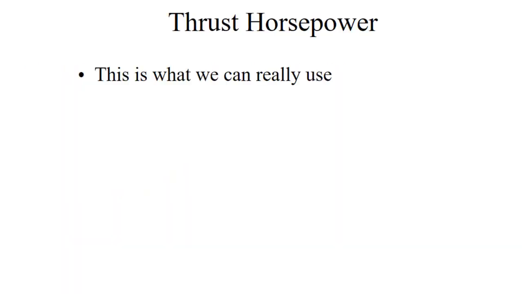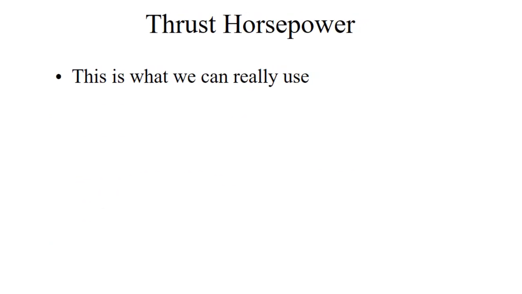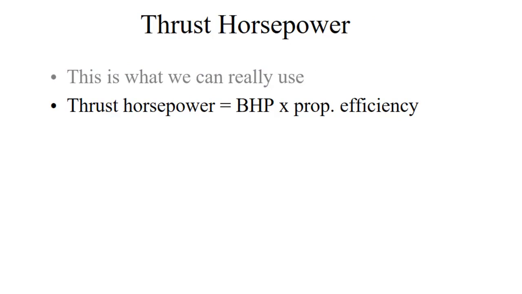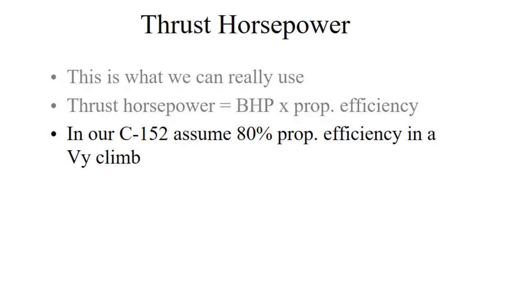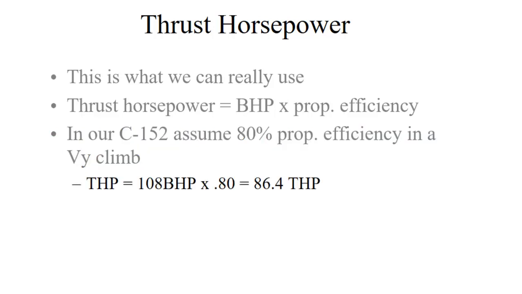Now, thrust horsepower is what we can actually use to move the airplane or the helicopter around. For thrust horsepower, we take the engine horsepower, the brake horsepower, and multiply it by the efficiency of the propeller. The most we can expect out of a normal general aviation propeller is about 80% efficiency for a VY climb, which means that in that 152, out of that 108 brake horsepower, we're really only getting about 85 or 87 usable thrust horsepower to actually climb with.